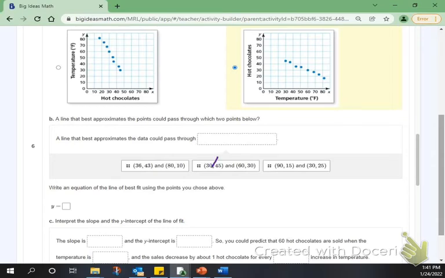30 and 45 and 60 and 30. Yes, ma'am. She is exactly correct. 30 and 45 and 60 and 30. How did she know that?